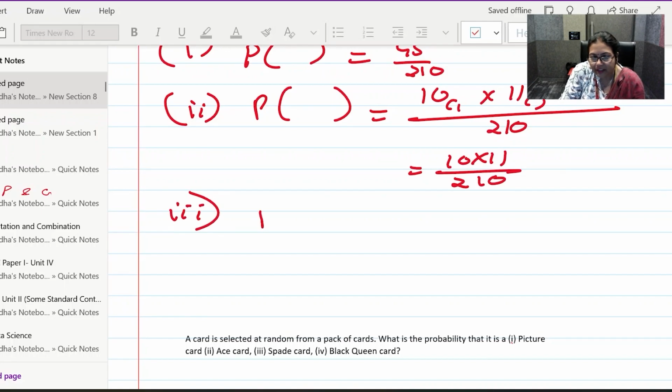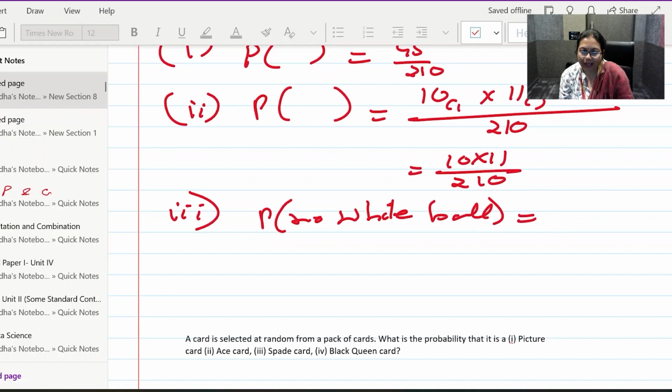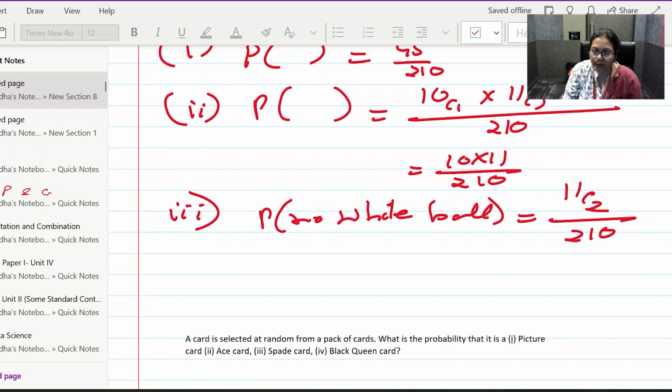And the third is no white ball. No white ball means all the balls are black. Both the balls we are selecting. No white ball means both will be black. So how many black balls are there? 11 black balls are there. From 11 we are selecting 2. 11C2 divided by 210 will be my answer.